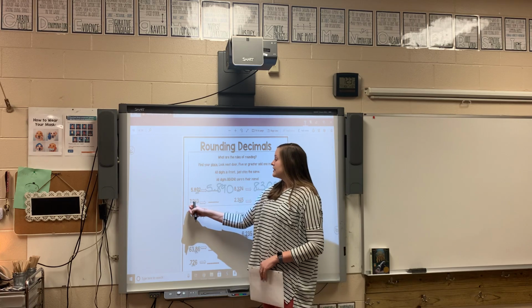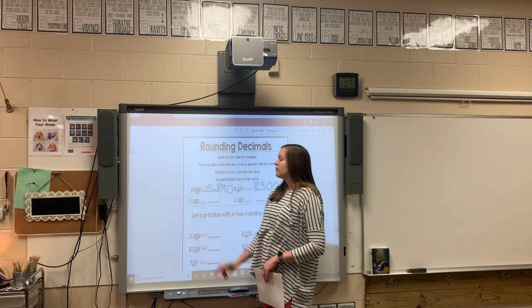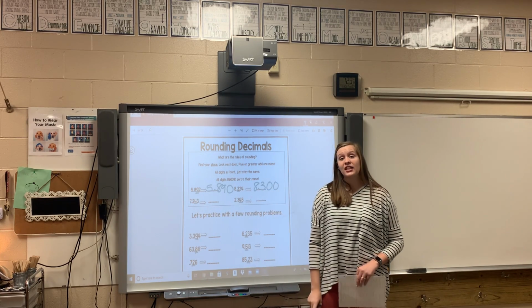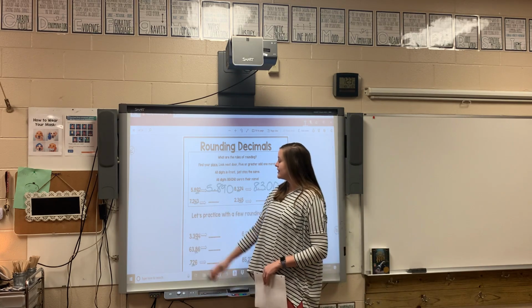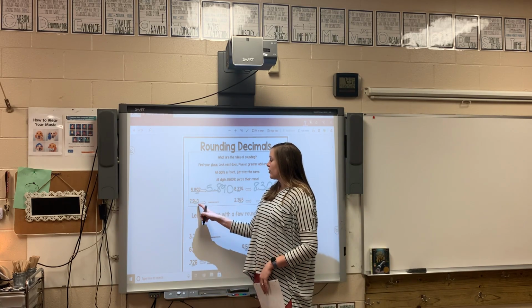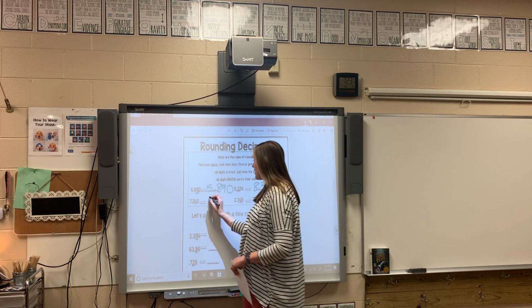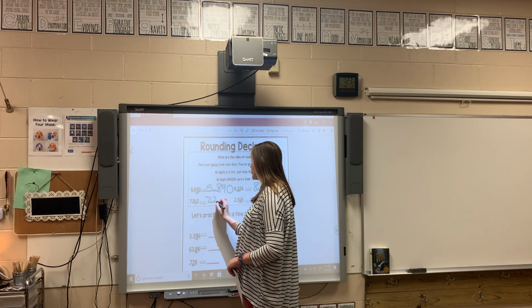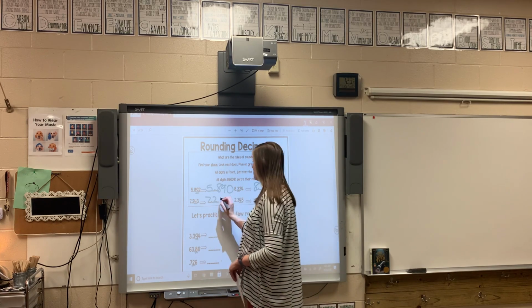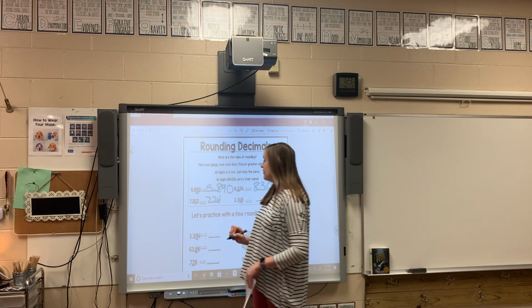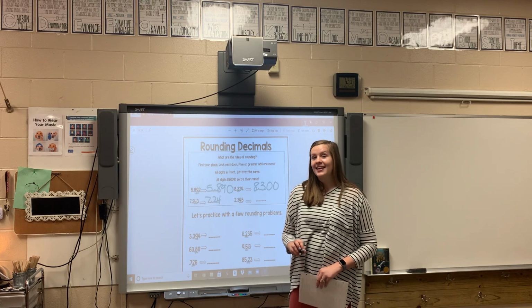Our next one is 7 and 243 thousandths. We're rounding to the hundredths place. Our 4 is in the hundredths place. We look at our 3. It tells us that that 4 needs to stay the same. So we keep our 7.2. Our 4 stays the same because our 3 told us so. And then our 3 becomes a 0.